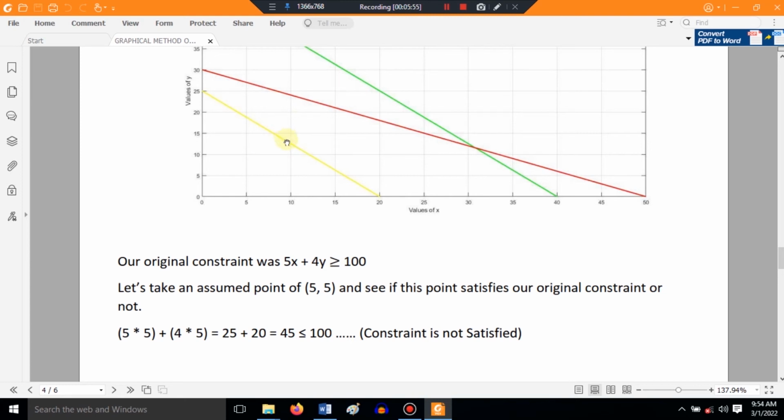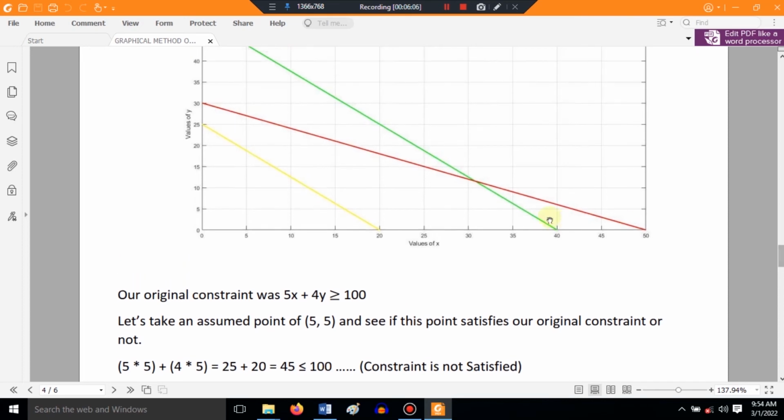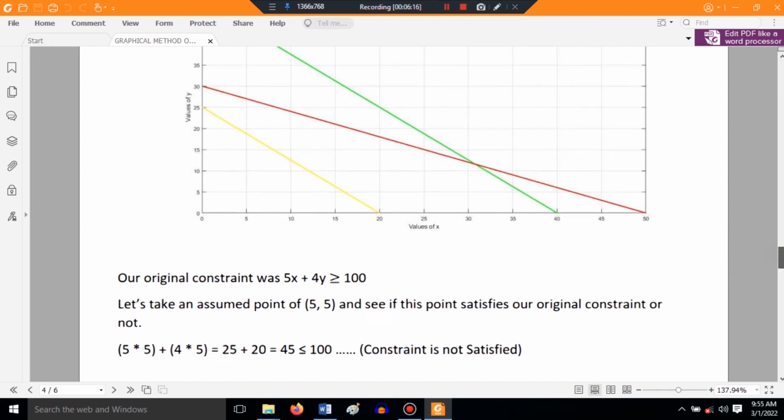So it has to be the area above this line. Now the area above this yellow line will satisfy this yellow constraint. Now we will highlight the area which satisfies all three constraints. That is the area below this green line, below this red line, and above this yellow line. So this is the area.